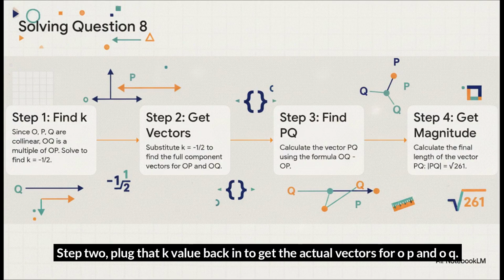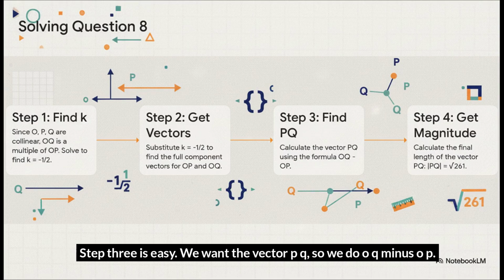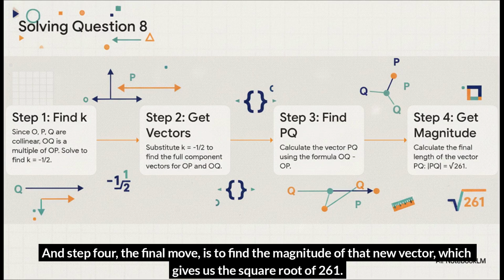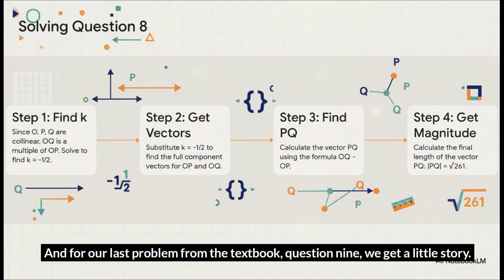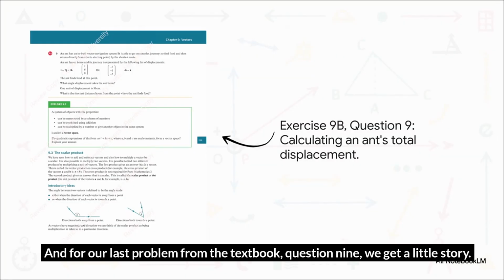Step 2, plug that k value back in to get the actual vectors for OP and OQ. Step 3 is easy. We want the vector PQ, so we do OQ minus OP. And step 4, the final move, is to find the magnitude of that new vector, which gives us the square root of 261.